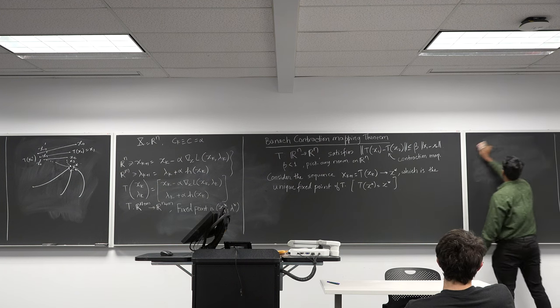So I want this term to be less than epsilon. So I want beta raised to k to be less than epsilon times (1 minus beta) over the norm of x1 minus x0. Now, remember beta is strictly less than 1, so I can take log on both sides. I'm going to assume that this thing is also less than 1, because remember epsilon is supposed to be a small number.